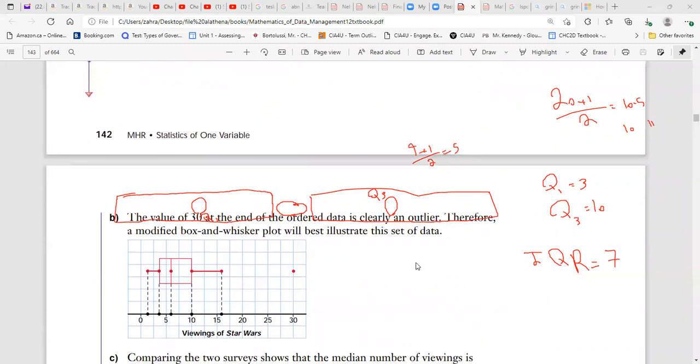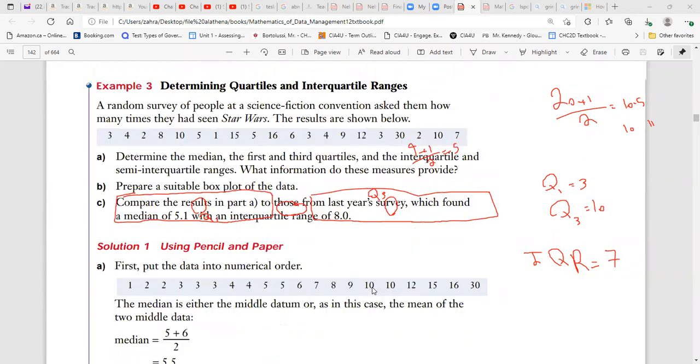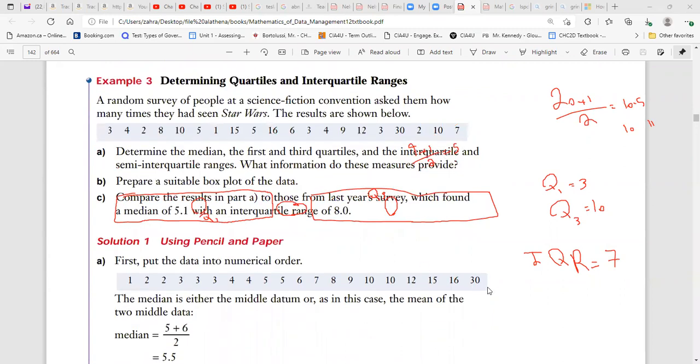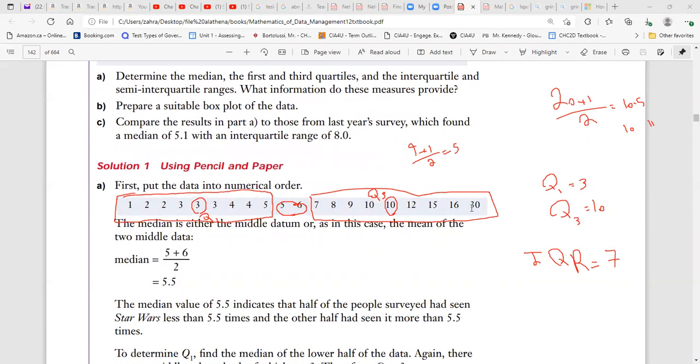So I would like to see if that 30 is really an outlier at the end. So let's just see. 30, since the Q3 is 10, right? I want to find the distance of the 30 to this quartile. 30 minus 10 is 20, okay?